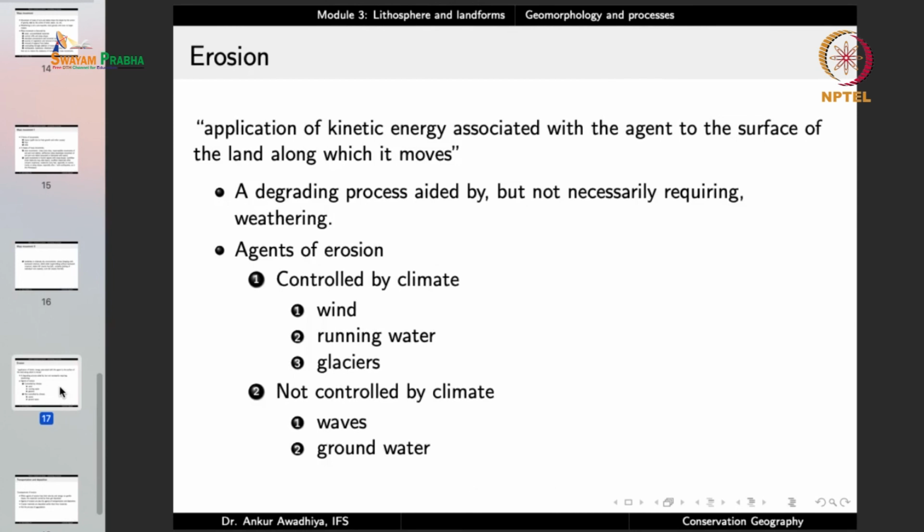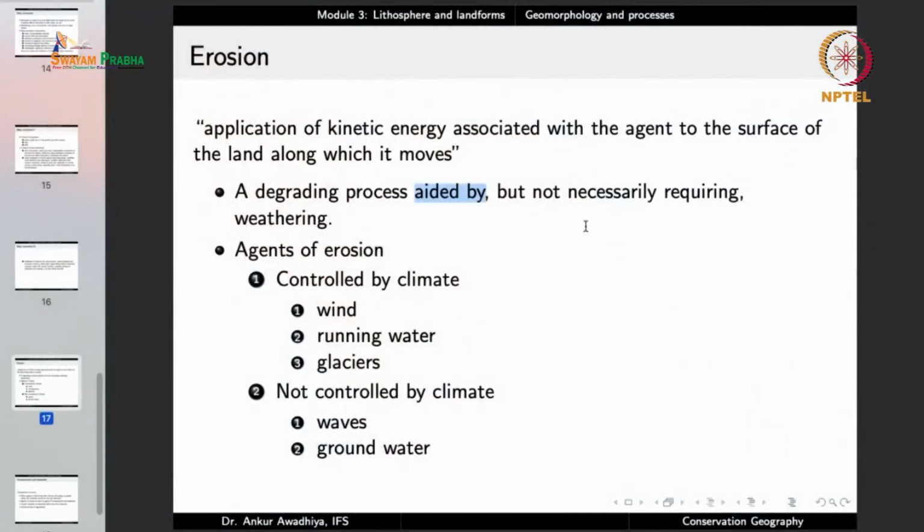Now, typically, weathering is also followed by erosion. Erosion is defined as the application of kinetic energy associated with the agent to the surface of the land along which it moves. So, erosion is again a degrading process which is aided by but does not necessarily require weathering. It is aided by weathering because if you have smaller fragments to move, then you can move the fragments easily. So, it is aided by weathering, but weathering is not a prerequisite because in the process of erosion, even larger sized rocks can be moved.